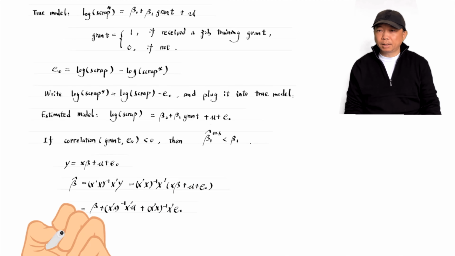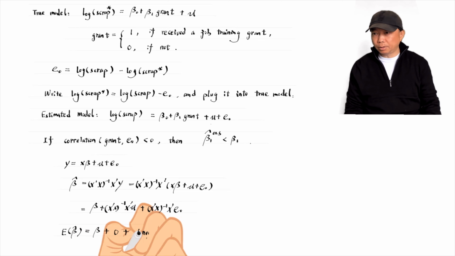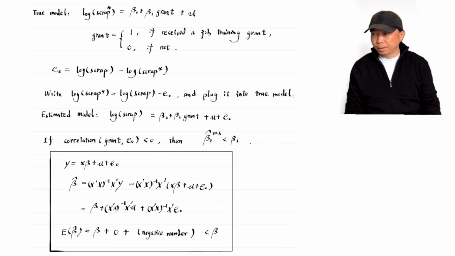The expected value of the second term is 0 because of the zero conditional mean assumption for the true model. The expected value of the third term will be negative in this case. It produces a downward bias in beta 1. Since beta 1 should be negative, a more negative estimate means the job training grant program seems more effective than it actually was.